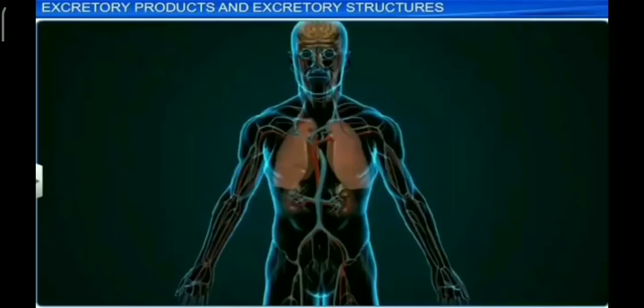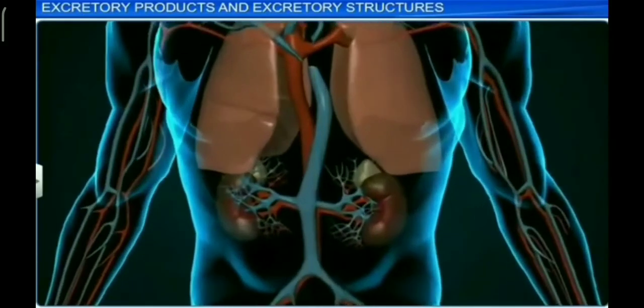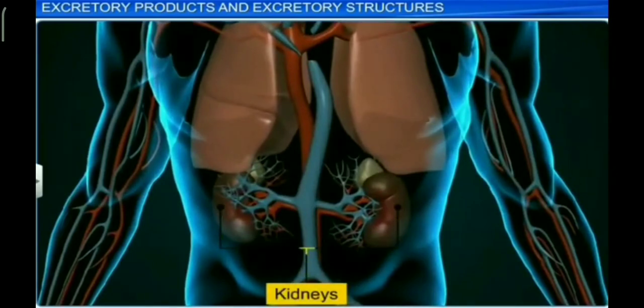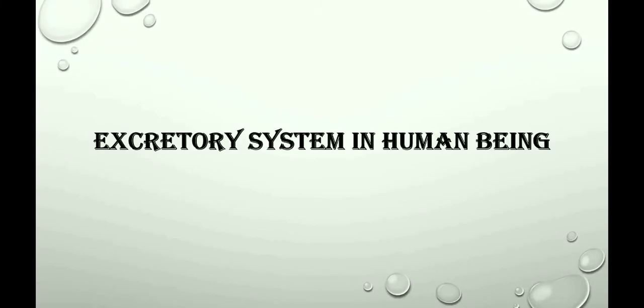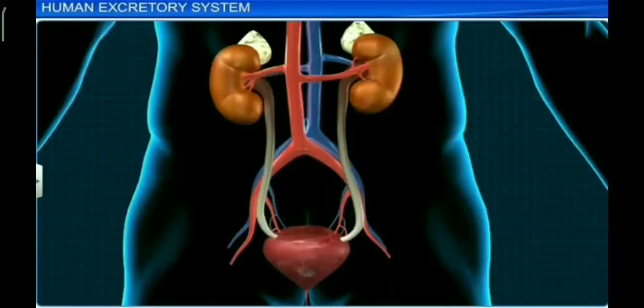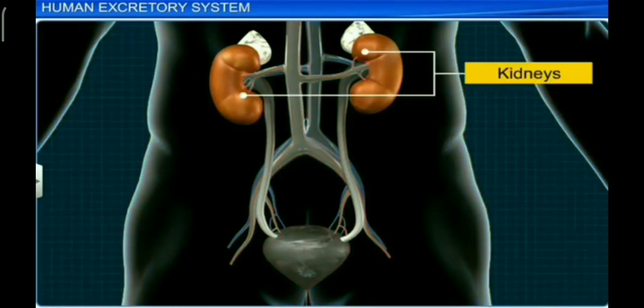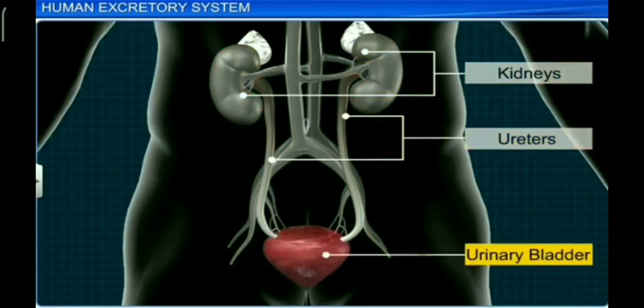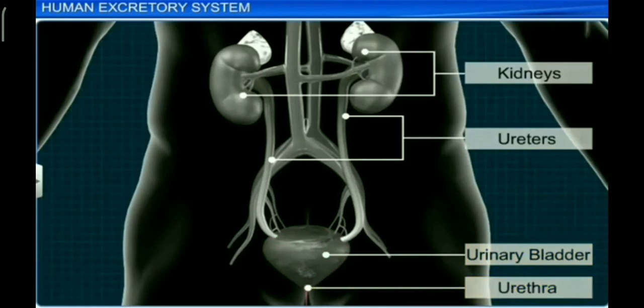Mammals. In mammals, kidneys are a collection of functional units called nephrons, which are well designed to extract metabolic wastes. Now let's study in detail about excretory system in human being. Excretory system of man consists of 4 parts, that is, a pair of kidneys, a pair of ureters, single urinary bladder and urethra.